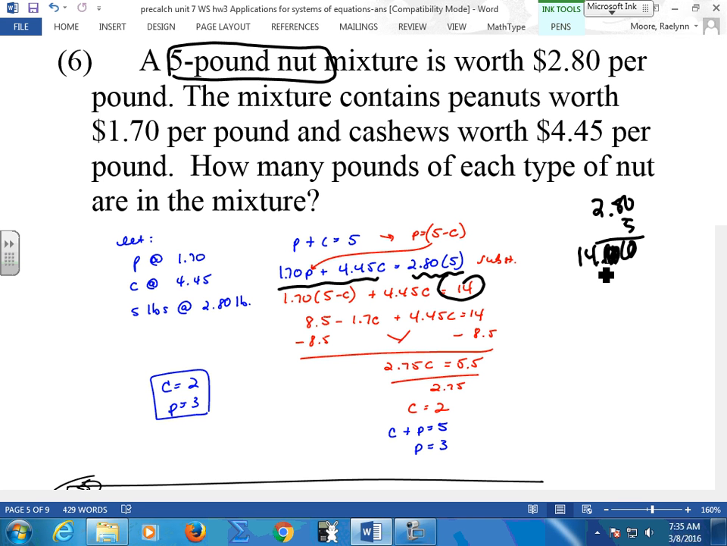Everybody good with this one? Did you miss the 5-pound part? In the past, I've done this over the years so many times, and I recognize where kids mess up, and it's right here. They come back and say, I have nothing to equal this to.